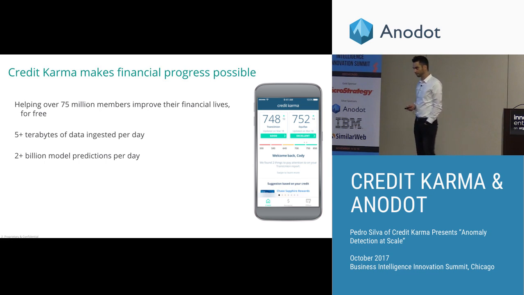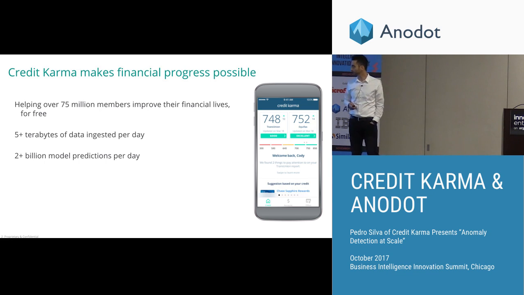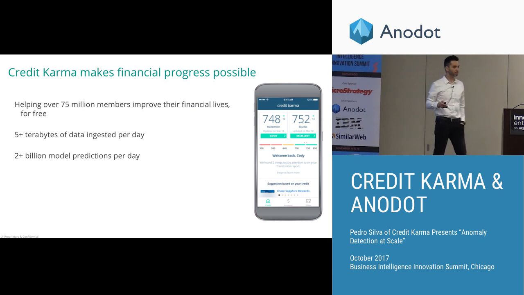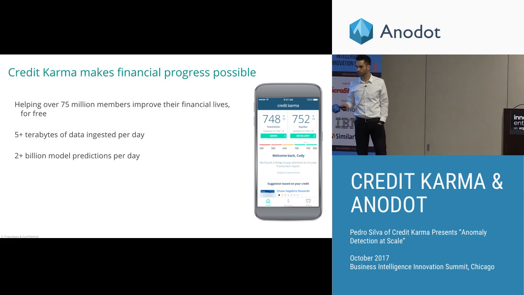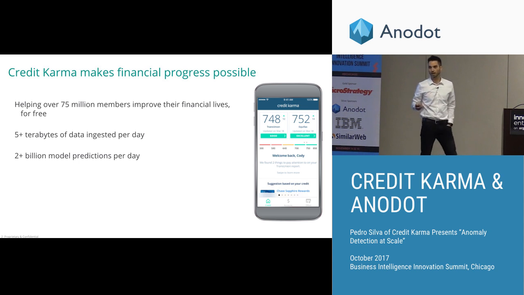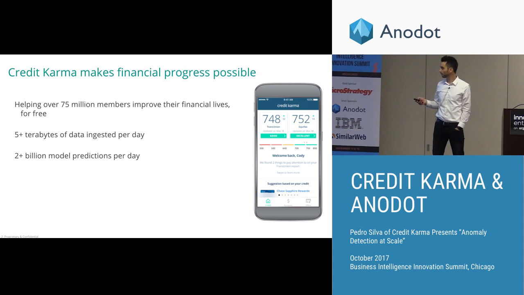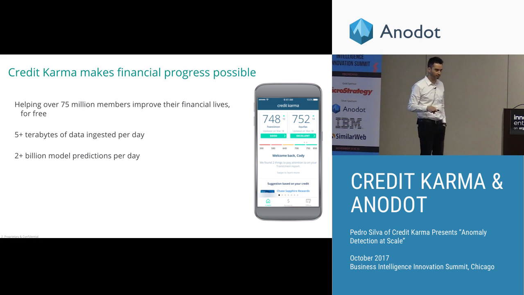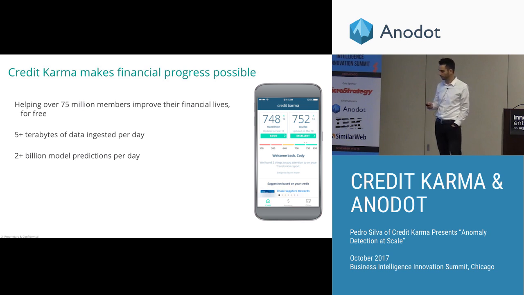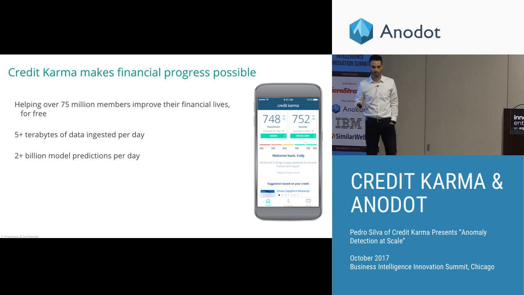So I'm at Credit Karma. For those of you who don't know what Credit Karma is, we focus on helping users improve their financial lives. And we do that by gathering a lot of data. We ingest more than 5 terabytes of data per day that we use to help users achieve their financial goals. Predictive analytics-wise, we try to anticipate users' needs to help them achieve the goals that they want to achieve. So we run 2 billion model predictions per day in real time as users navigate through the website to show them the most relevant features. So we are, at our core, a predictive analytics company.